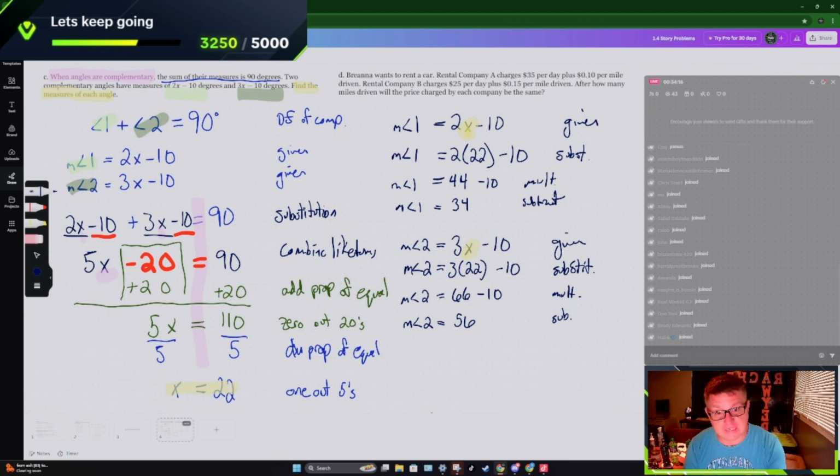Now, if I take these two and add them together, they better equal 90, because that's what we initially started out with. And that's how we can get those answers. So as a double checkpoint, we can do 34 plus 56, and that shows that it does equal 90.